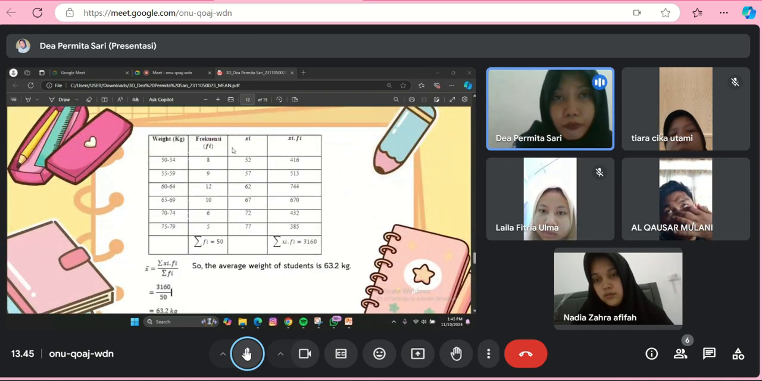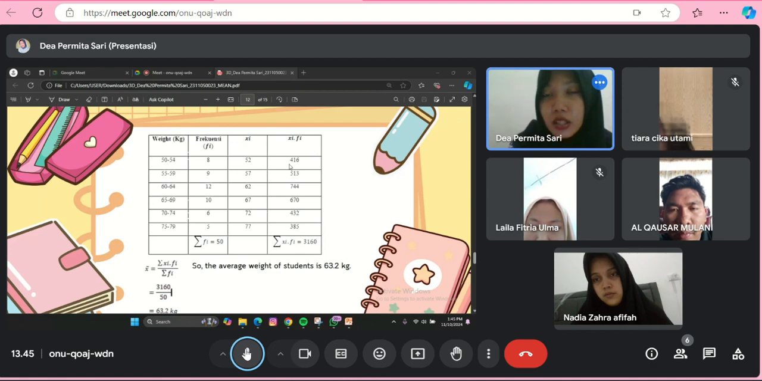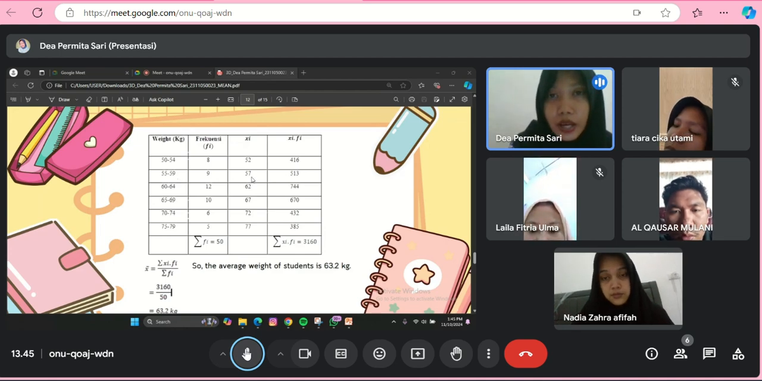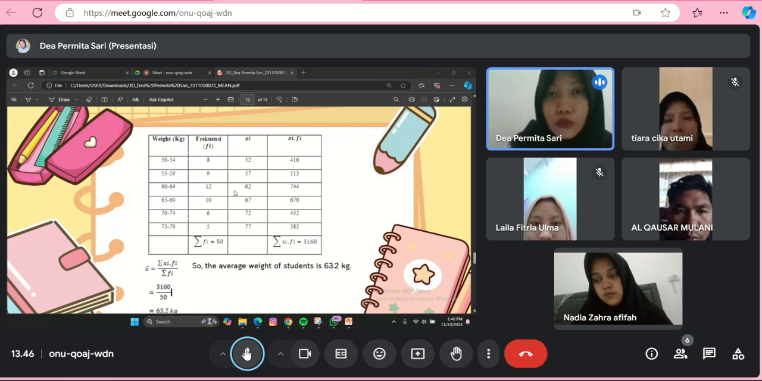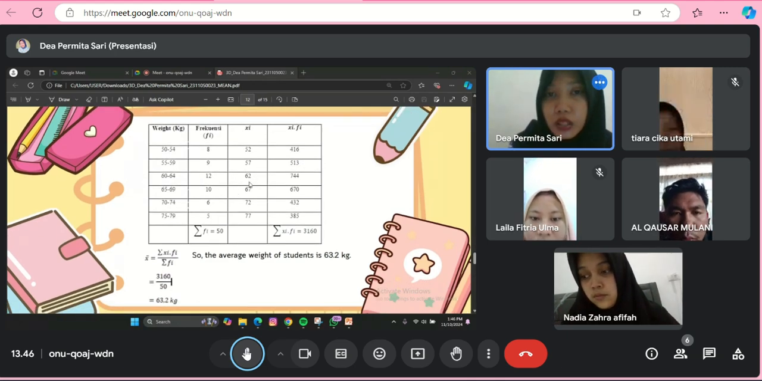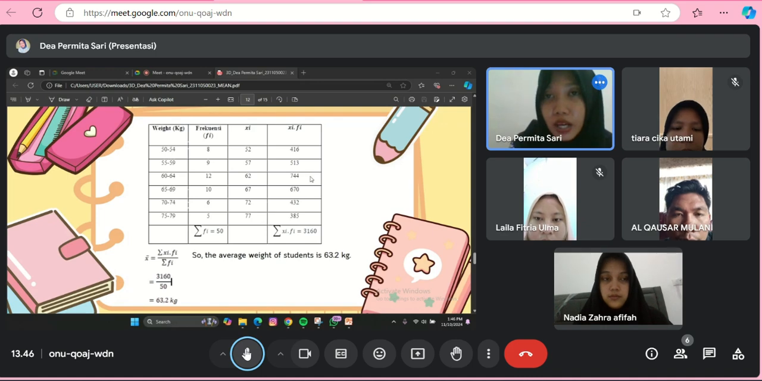Look, we have xi 52 and xi multiplied by fi 416. Next, we have xi 57 and xi multiplied by fi 513. Next, we have xi 62 and xi multiplied by fi 744.